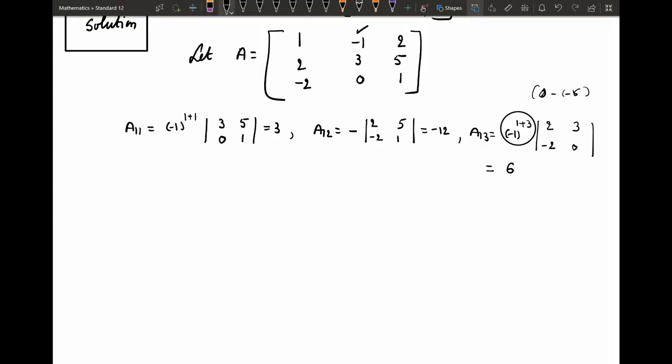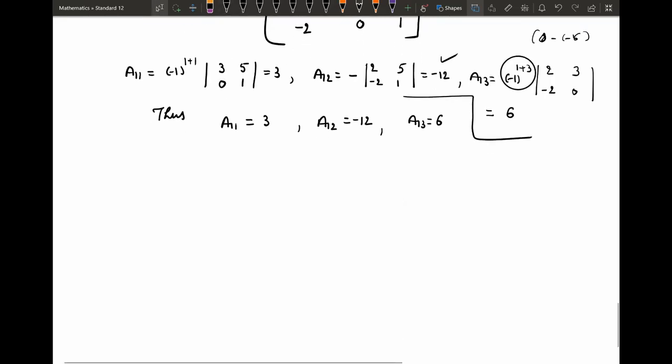So thus A11, that is the cofactor of 1, is 3, A12 is minus 12, A13 is 6. So we have evaluated A11 which is 3, A12 which is minus 12, A13 which is 6. Similarly you can evaluate the cofactors of the remaining elements.